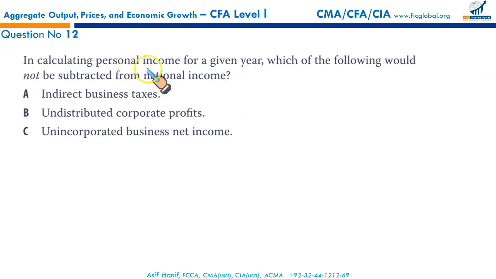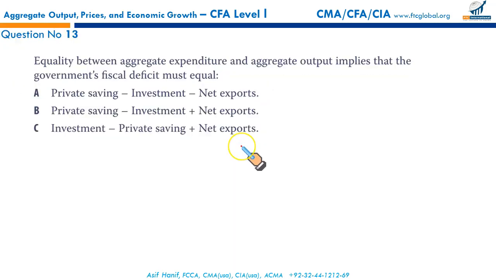In calculating personal income for a given year, which of the following would not be subtracted from the national income? Indirect business taxes, it is deducted. Undistributed corporate profits, it is deducted. And then unincorporated business net income, this is basically proprietor's income. This is a part of personal income, so this is not deducted. C.